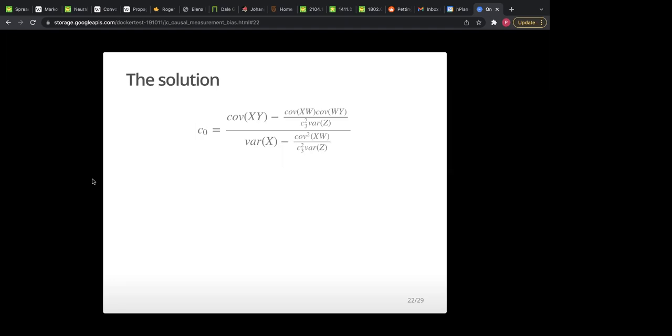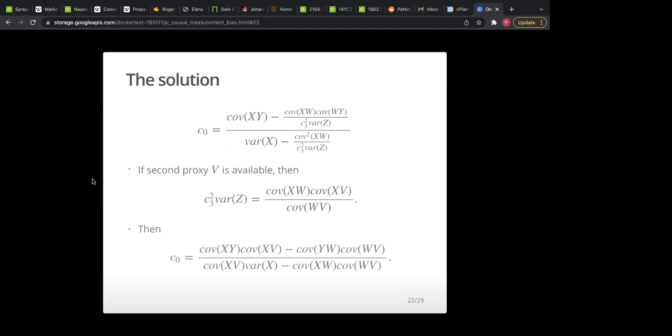Again, if you have this second variable, that would fall out again, right? So if you have V available, then we can actually find out what C3 squared variance of Z is by observing how the covariance of X and V, and how V and W, are correlated. So we could take it out. Again, kind of cool. And then we get this formula. I think at this point it gets a bit boring because it's literally just looking at the raw formula. Next slide, please.